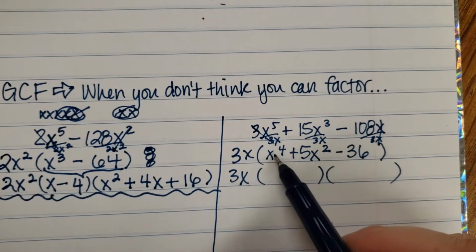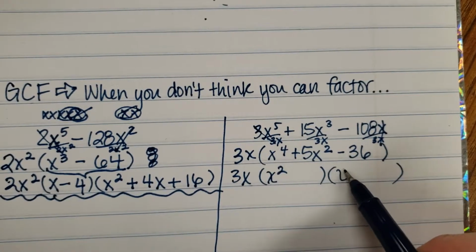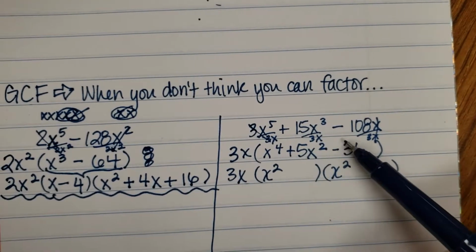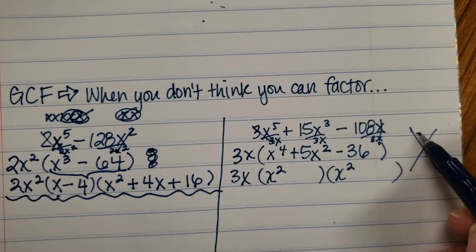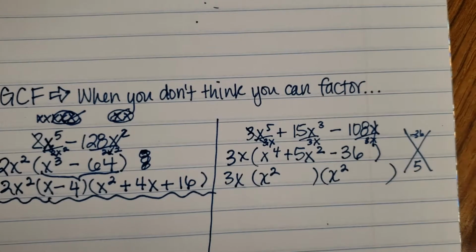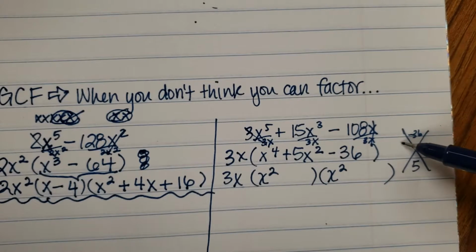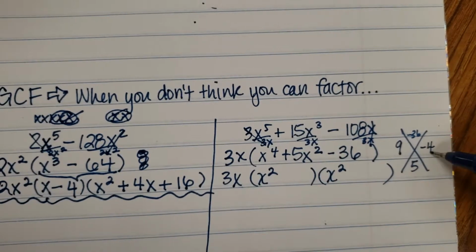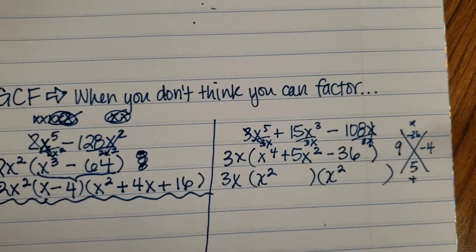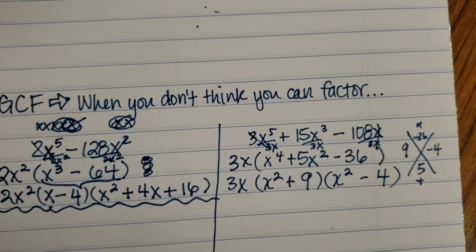But the x to the fourth, right, I take the square root of that. What times itself is x to the fourth? Well, that's x squared. Just take half the exponent. So x squared and x squared. Now I just have to find two numbers that multiply to negative 36 and add to positive 5. You may use the x method. You may just do it in your head. So think of the factors of negative 36 that would add to 5. If we do positive 9 and negative 4, they would multiply to negative 36, but they would add to 5. So that's what we need. We need x squared plus 9, x squared minus 4.